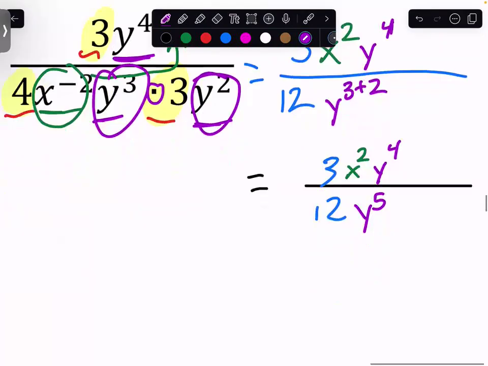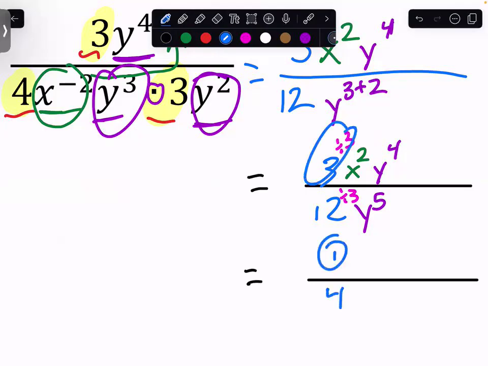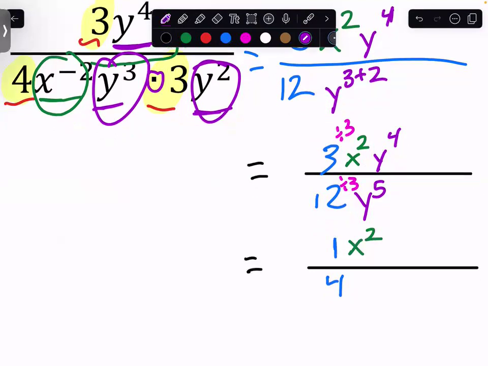Okay, so the 3 and the 12, you can both reduce by 3, right? Okay, so in the numerator would technically be a 1 for now, and a 4, right? 3 divided by 3 is 1, then 12 divided by 3 is 4. The x squared is fine. We can just leave the x squared where it is. But the y part is tricky. We have a y to the 4th in the numerator and a y to the 5th in the denominator.